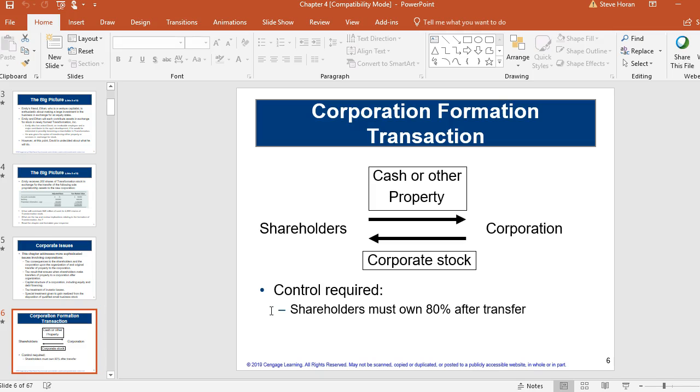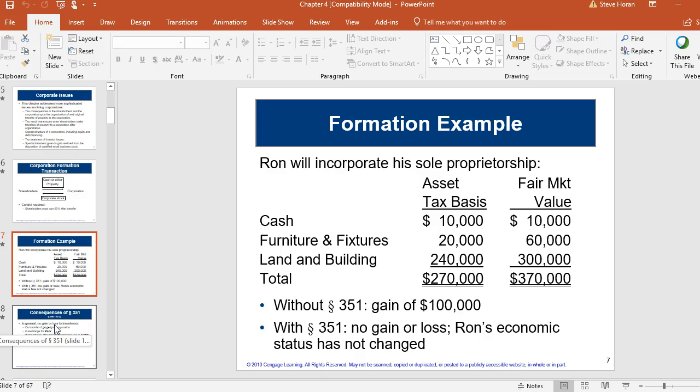So the general rule here of the transaction, shareholders are contributing cash or property to the corporation in exchange for corporate stock. Control is required. Shareholders must own 80% of the stock after the transfer. So an example, Ron will incorporate his sole proprietorship with asset tax basis and fair market values. There are differences in land, building, furniture, and fixtures. Without this, he'd have a gain, right? So with this, there's no gain, because essentially what you're saying is that his economic status has not changed. We just have a new business form.